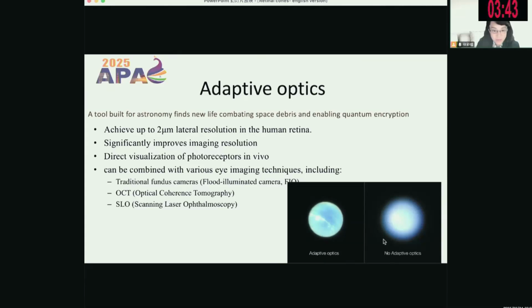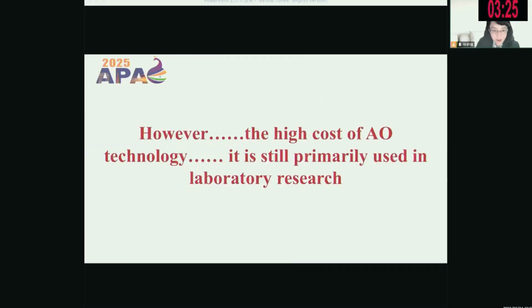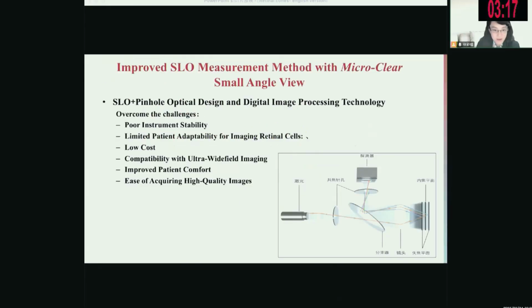finds new life, combining space debris and enable quantum encryption. It can be combined with various eye imaging techniques, including traditional cameras, OCT, and SLO, to visualize retinal photoreceptors in vivo due to its high lateral resolution in the human retina. However, the high-cost AO technology makes it still primarily used in laboratory research. Many scientists have tried their endeavor to lower costs, improve instrument stability, and enhance image quality for broader applicability.